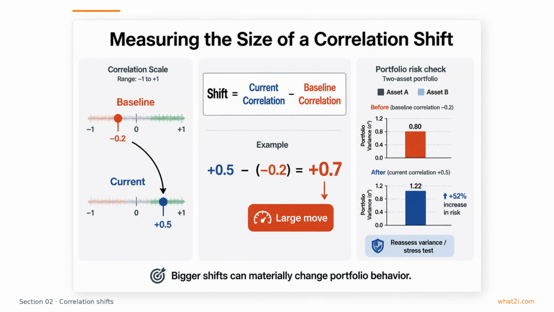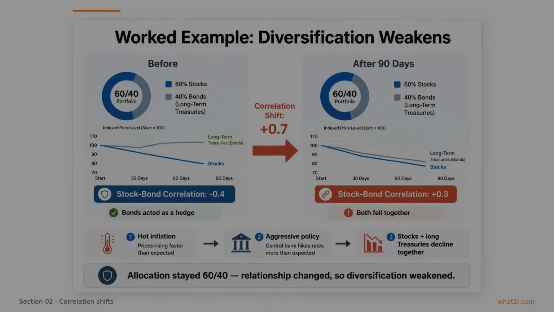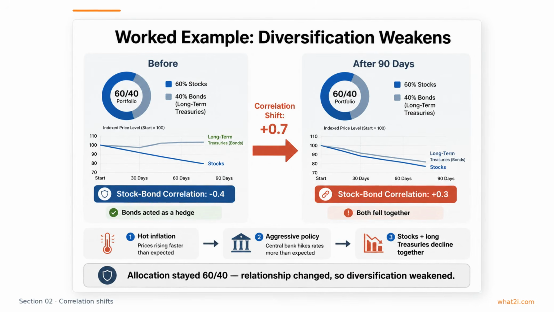A bigger shift suggests the assets may behave very differently in the portfolio than they did before. It does not automatically mean you should trade, but it does mean the old diversification assumption deserves scrutiny. From there, the logical next step is to reassess variance, scenario behavior, and downside risk. This 60-40 example shows that diversification can weaken even when the asset allocation stays exactly the same.